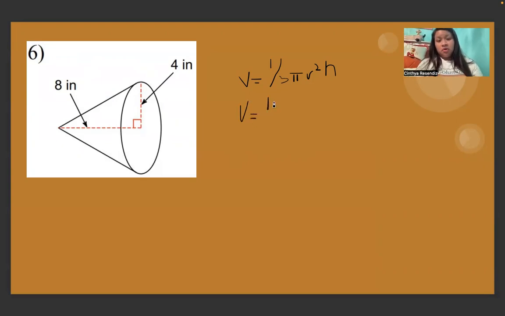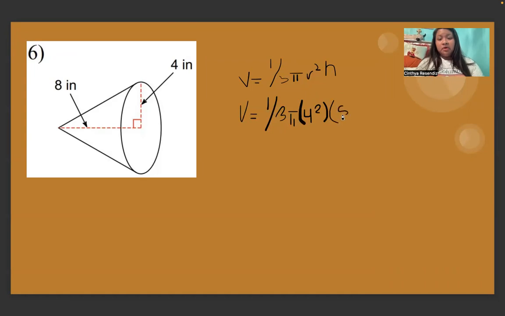So 1/3 pi. And then the radius, like we said, is 4. So we would do 4 squared, and we would put it in parentheses so we don't get it mixed up, times the height. So here we know the height we are given is 8.